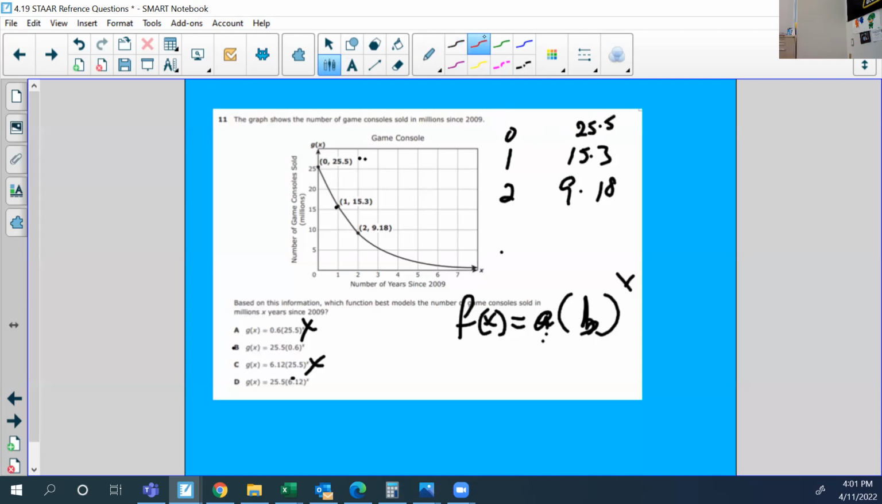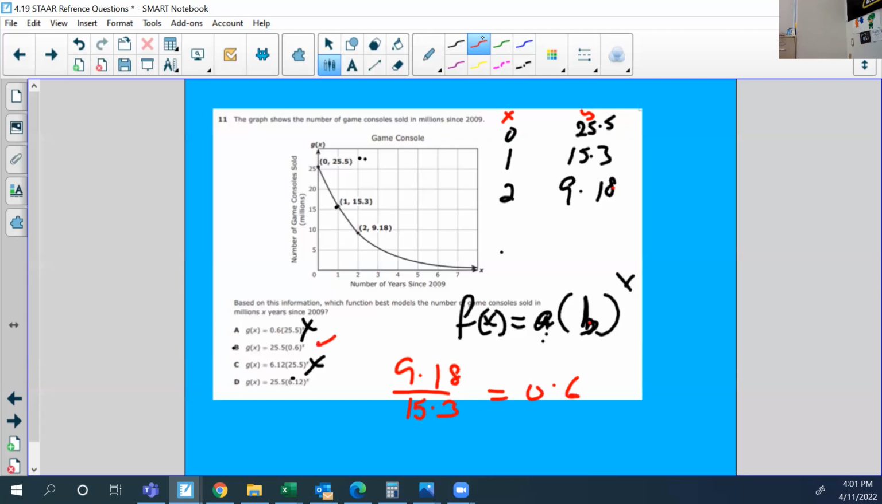So we have our x and our y values. All right. To find the growth factor or decay factor, right? Pick any y value. Remember this? Pick any y value in the y column and then divide it by the preceding number. So I could just take any one. I could take, say, 9.18. I could take 9.18 and divide it by 15.3. And that is your growth factor. That's how you find the b value. And that's going to give you 0.6. So you can see that B is the answer.